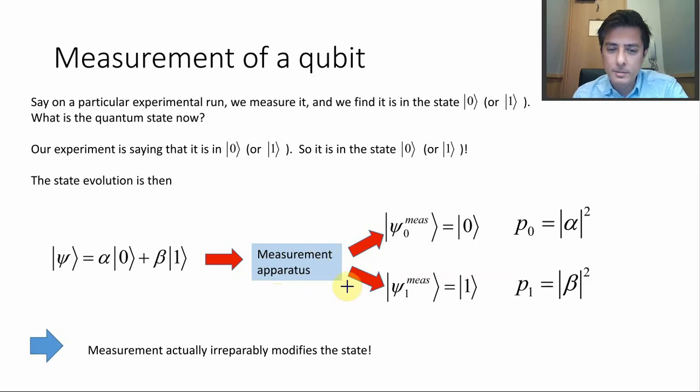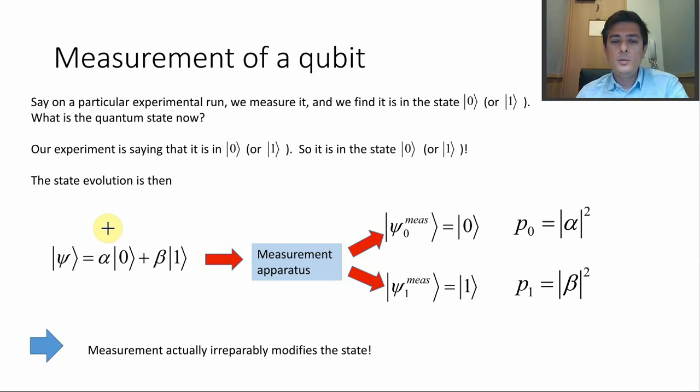Okay, I go and measure it somehow. Now, randomly, I get either 0 or 1, and as I said, the probabilities are according to these factors here. Then you say, okay, so after I've measured it in one of these states, what is the new state? Is it the state that I started with, or does something happen to it?